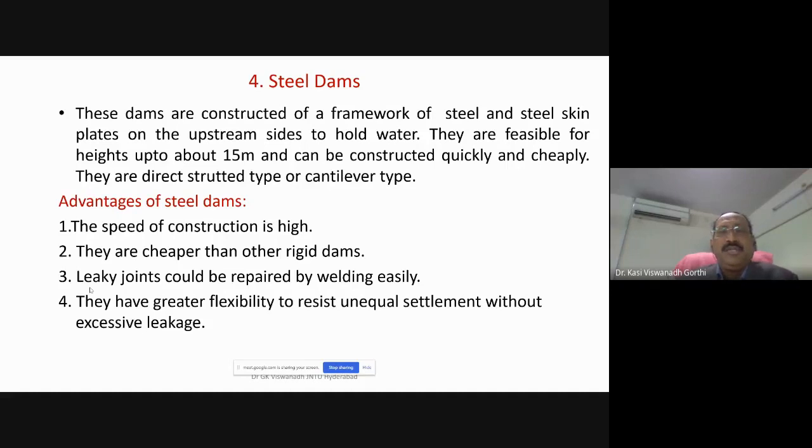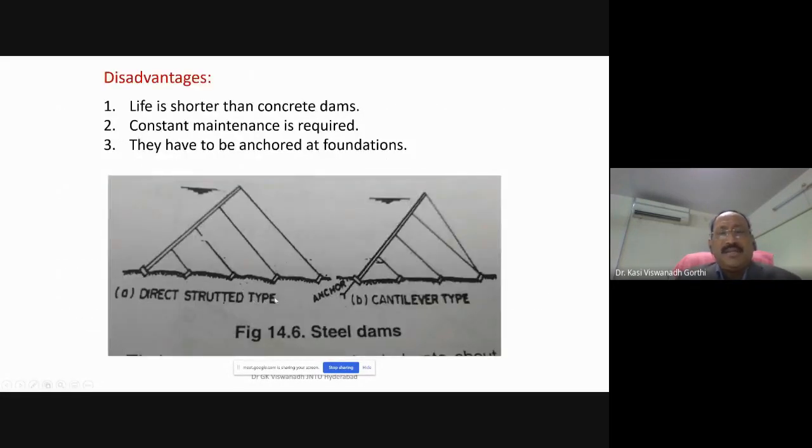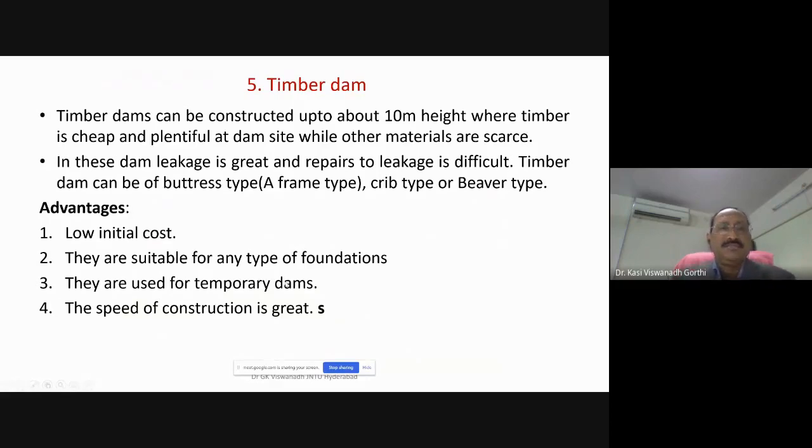Steel dams, as we have been indicating, only steel, stainless steel or steel is used. So they are cheaper compared to the rigid dams. But the only thing is, while preparing the steel dam, the life is very short because the water will be directly in contact with this steel. There is a problem of rusting. So constant maintenance is required. And they have to be properly anchored at the foundation. Otherwise, that portion will be washed.